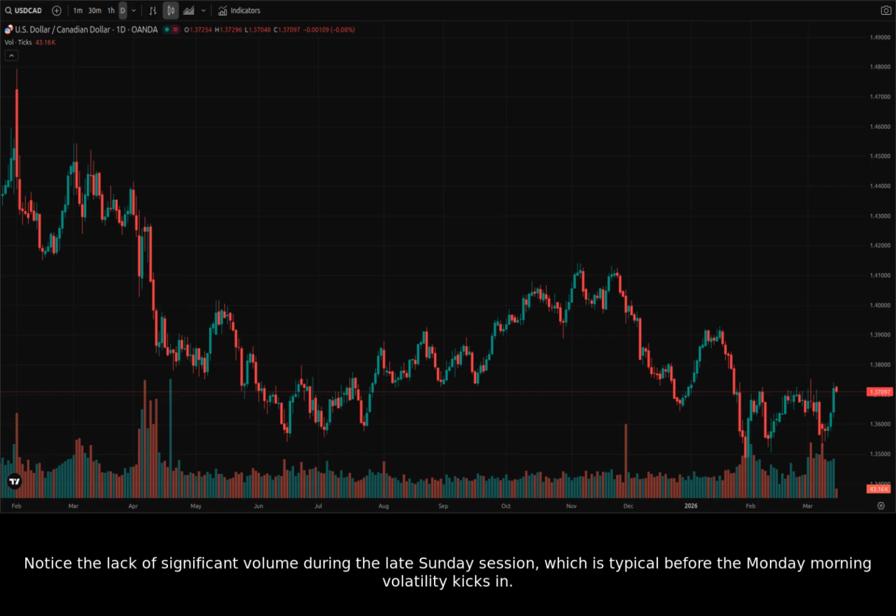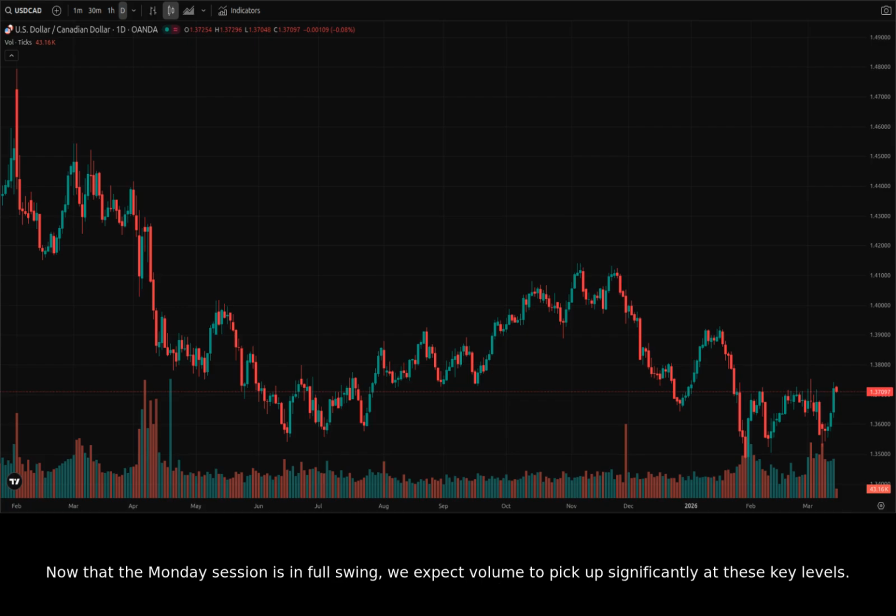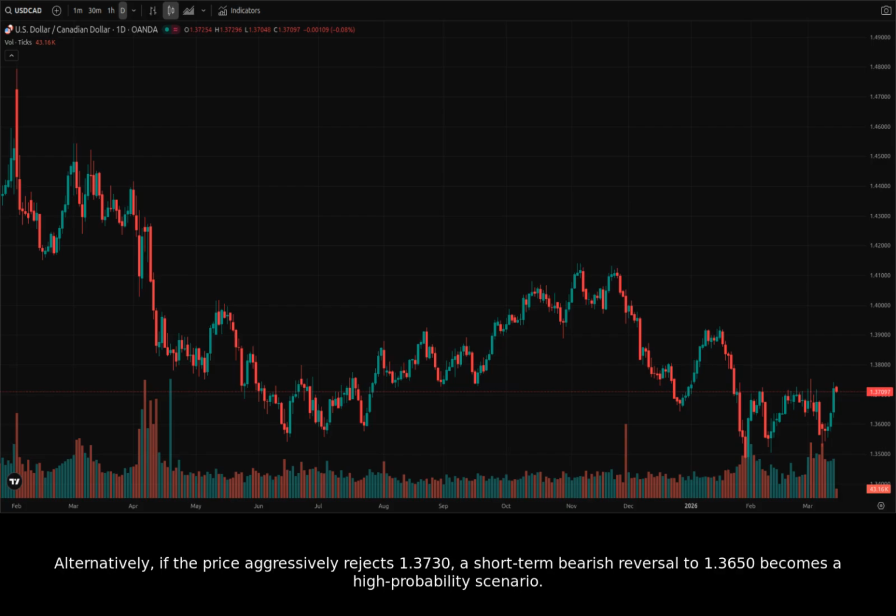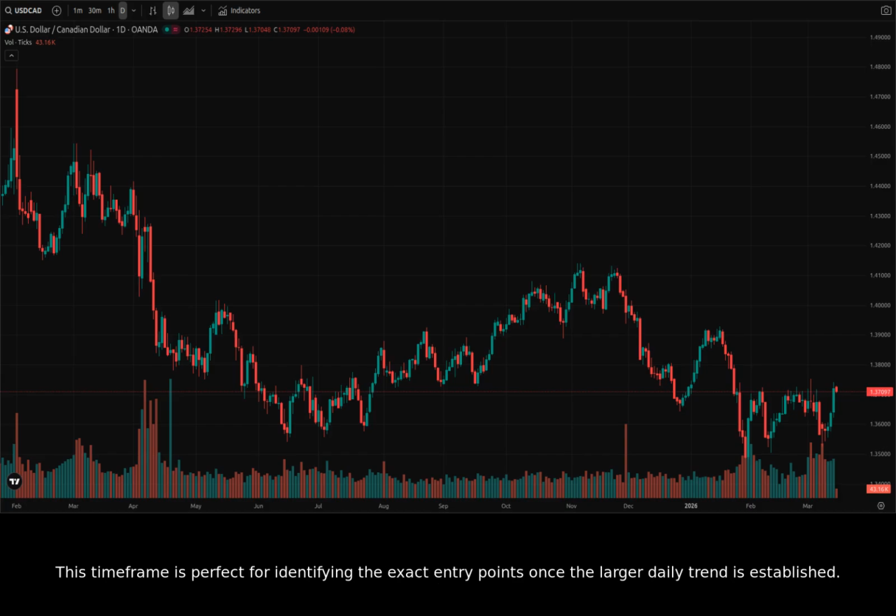Notice the lack of significant volume during the late Sunday session, which is typical before the Monday morning volatility kicks in. Now that the Monday session is in full swing, we expect volume to pick up significantly at these key levels. I would suggest looking for a retest and hold pattern on the 1.3710 support before entering any new long positions. Alternatively, if the price aggressively rejects 1.3730, a short-term bearish reversal to 1.3650 becomes a high-probability scenario. This time frame is perfect for identifying the exact entry points once the larger daily trend is established.